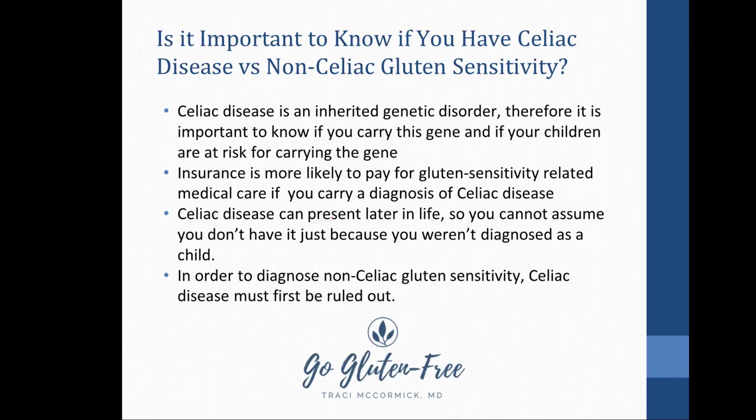If you have celiac disease, that's an inherited genetic disorder, and you need to know that so that you know if your children are at risk. If you have celiac disease, it's much more important for you to screen your children and to eliminate gluten from their diets as well. If you have celiac disease, it's much more important for you to go gluten-free prior to getting pregnant, if you're considering getting pregnant and having children.